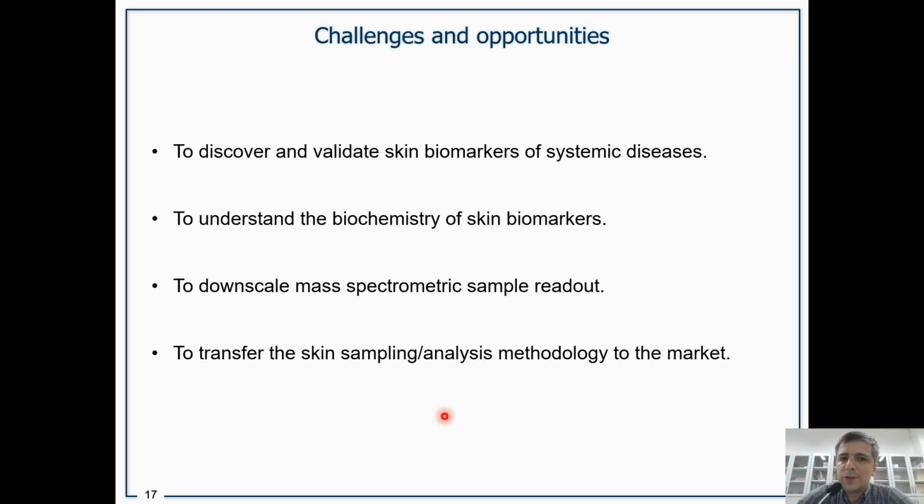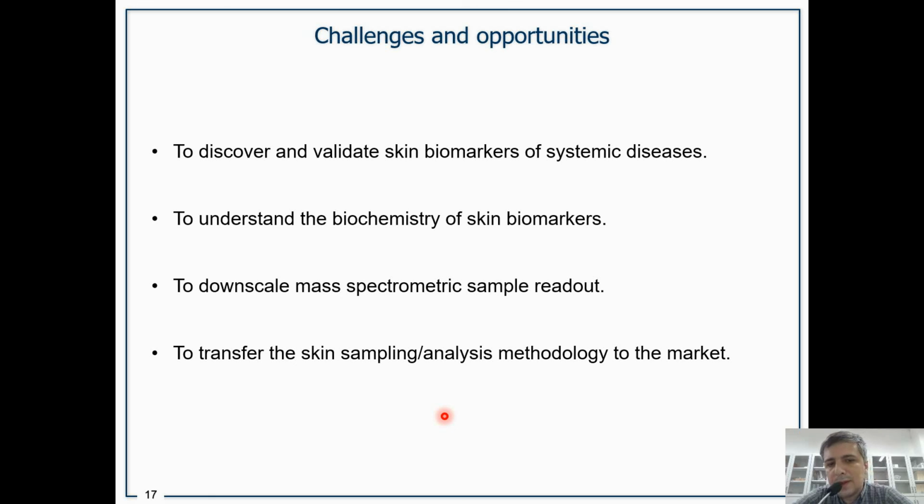And at the end of my short presentation, I would like to highlight some challenges and opportunities for possible cooperation. What is needed, what can be done in the next step. One should focus on discovering and validating skin biomarkers of systemic diseases, because those studies that we do, of course, are done on small numbers of human subjects. Further on, it will be desirable to understand the biochemistry of those skin biomarkers, so their biosynthesis and maybe relations to proteome and genome.